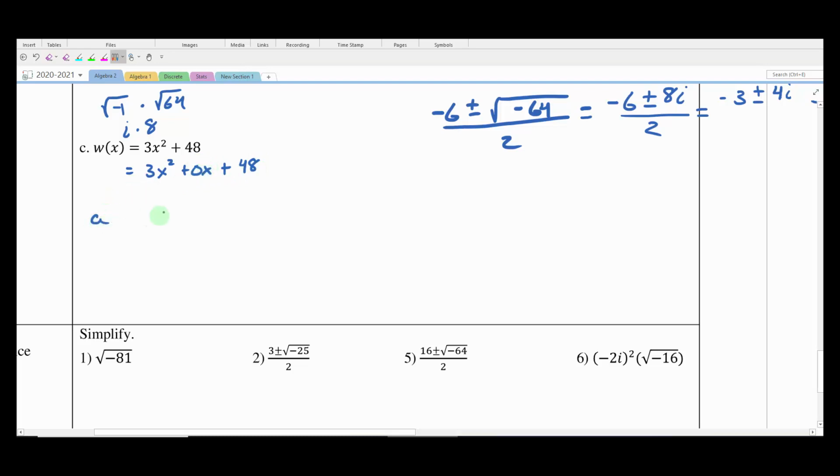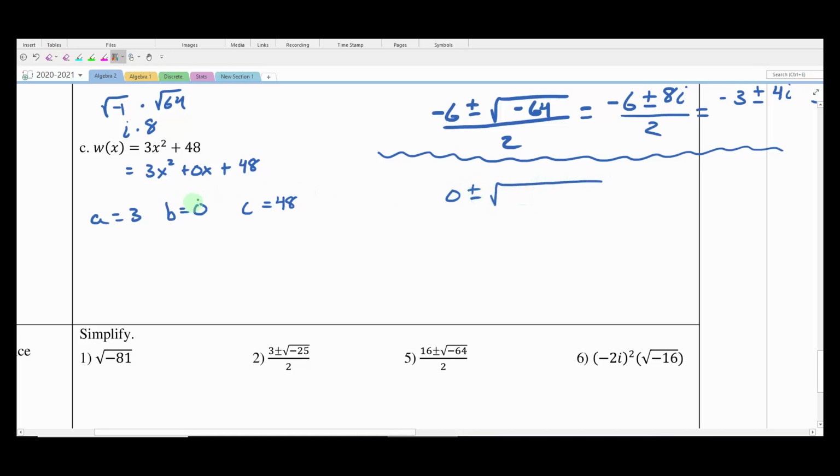And then we can find our a, our b, and our c values. All right, so that way we can use the quadratic formula. Section off some space here, right? So a is going to be 3, b is going to be 0, and c is going to be 48. All right, and then I'm going to plug that in, right? So we're going to have negative b, so it'll just be 0 plus or minus the square root. And then we're going to have b squared, which is 0 squared minus 4 times 3 times 48, all over 2a. All right, so we got 2 times 3.